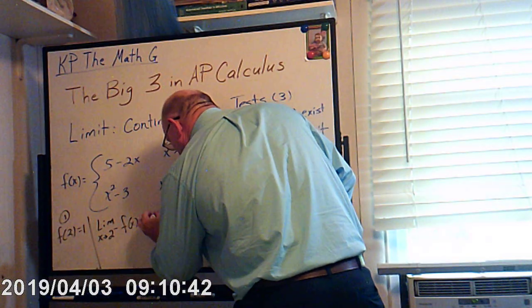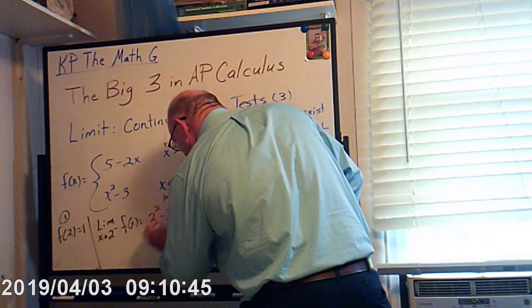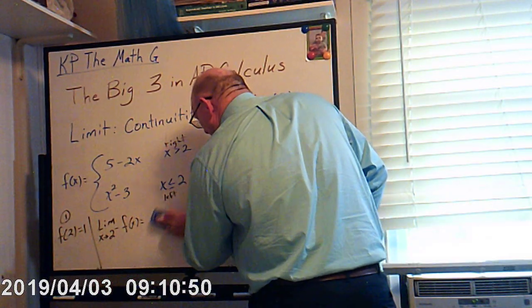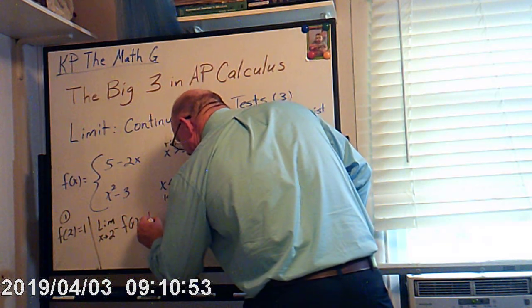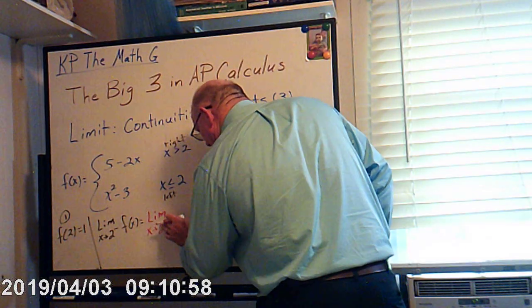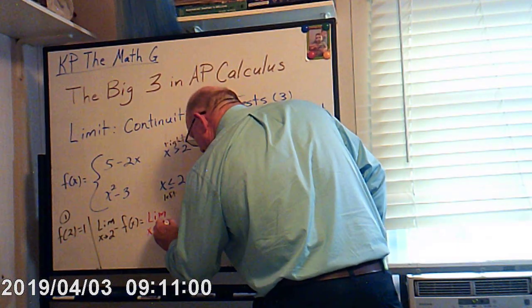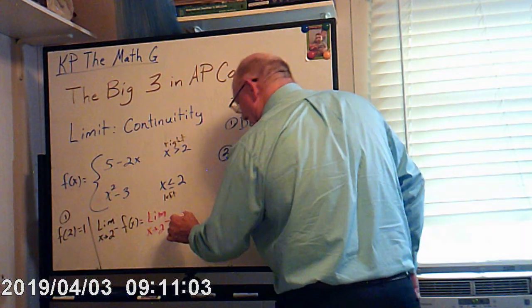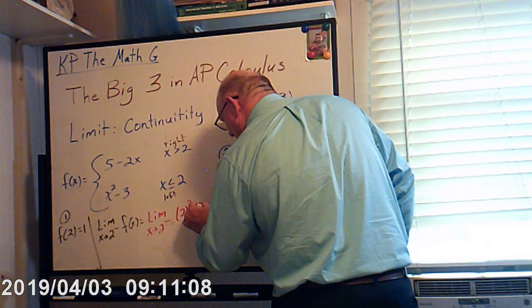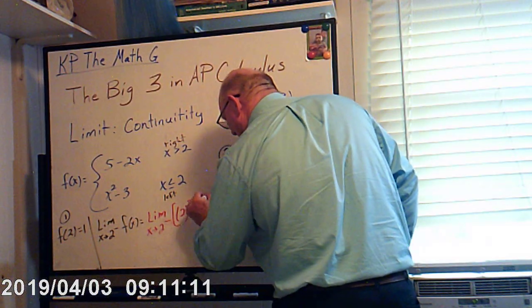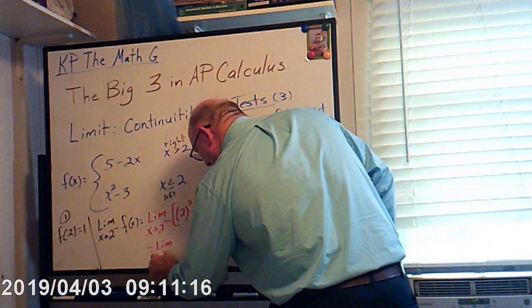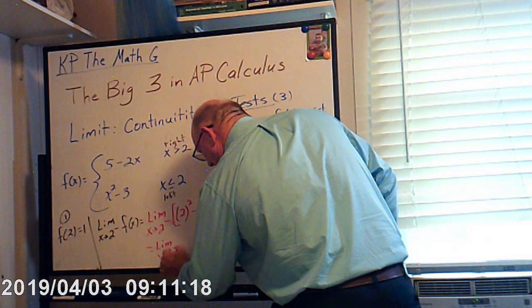2 squared minus 3. 2 squared minus 3. 4, oh, actually, I did it wrong. You don't do that. You have to write the word limit. Limit as x approaches 2 from the left. Now, 2 squared minus 3. Alright, that right there is equal to the limit as x approaches 2 from the left.